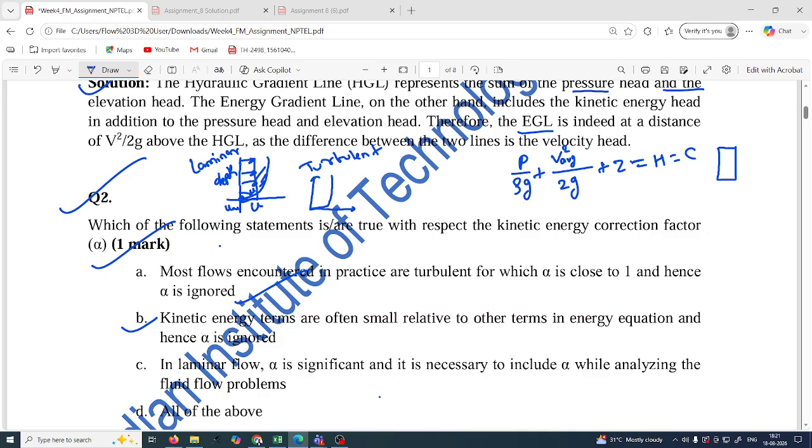In practice, the turbulent flow mainly, for which alpha is close to 1. When you go for the derivation for kinetic energy correction factor, we will get close to 1, maybe 1.05, 1.01, like that. So you can ignore, no issue. Kinetic energy terms are often small relative to other terms in the energy equation, hence alpha is ignored. Okay, nice.